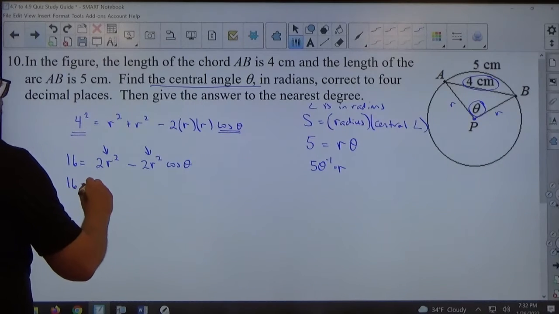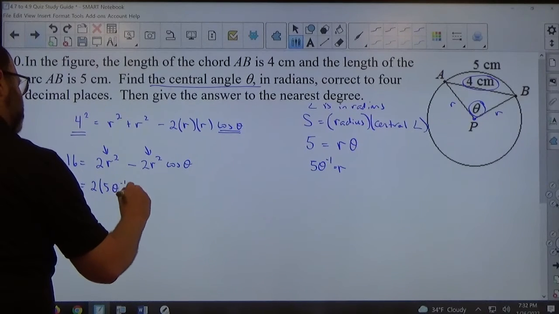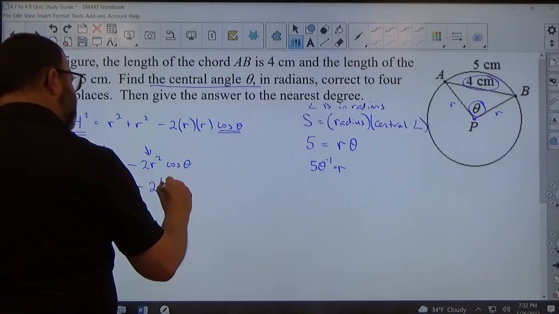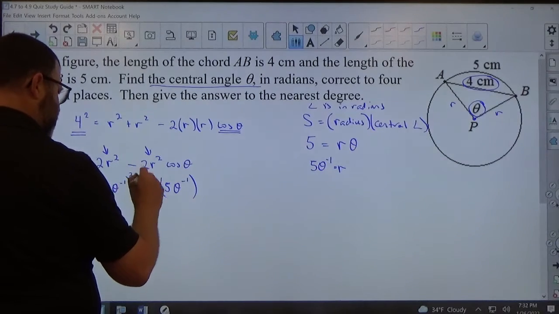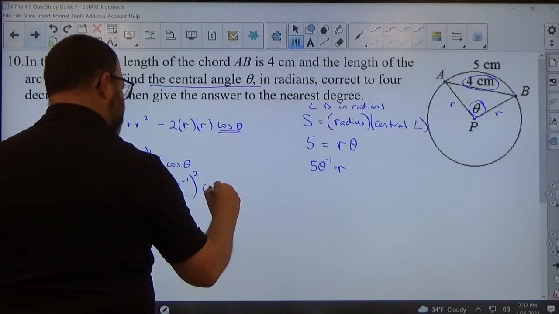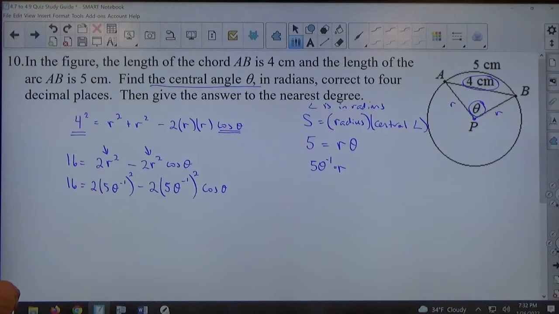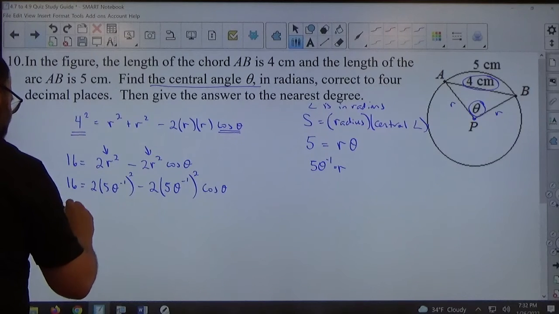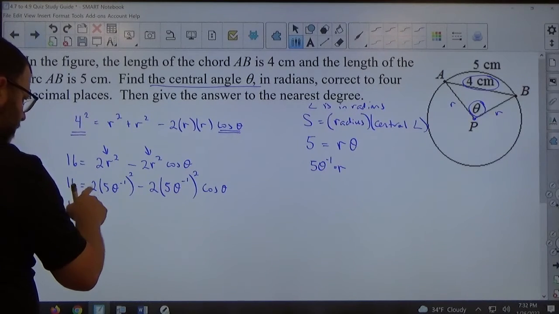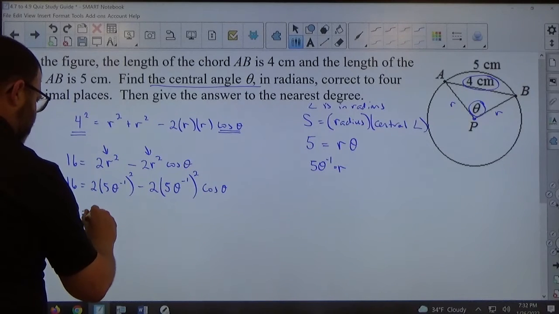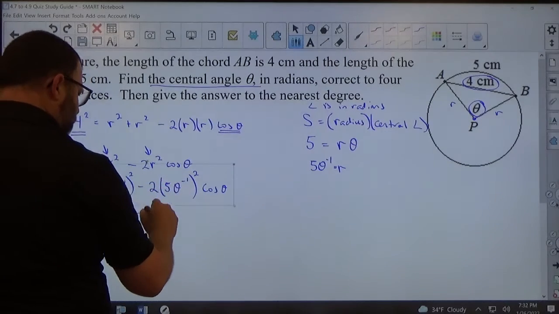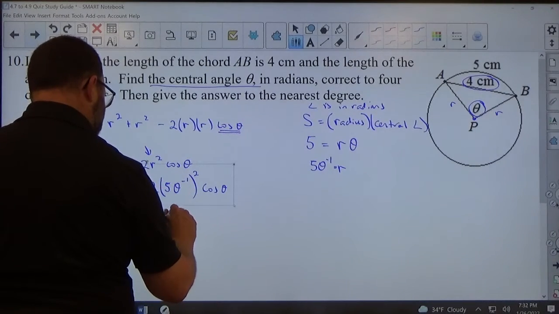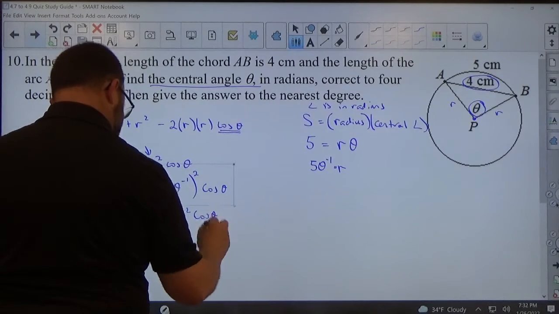So 16 equals 2 times 5 theta to the negative first power, squared, minus 2 times 5 theta to the negative first power, squared, times cosine of theta. Well, both of these should be squared: 2r squared, 2r squared, cosine of theta. So if I square those and do everything I can to simplify this, I'm going to get 16 equals, that's 25 times 2, that's 50 theta to the negative second, minus, that's 25 times 2, also 50 theta to the negative second, cosine of theta.